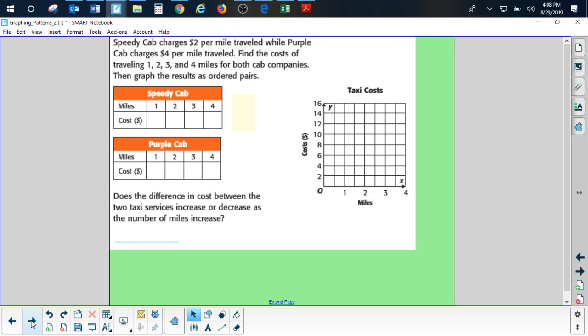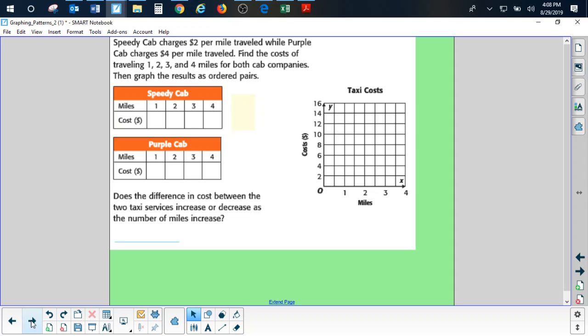So for this question, Speedy Cab charges $2 per mile traveled, while Purple Cab charges $4 per mile traveled. We need to find the costs of traveling 1, 2, 3, and 4 miles for both cab companies, then graph the results as ordered pairs.